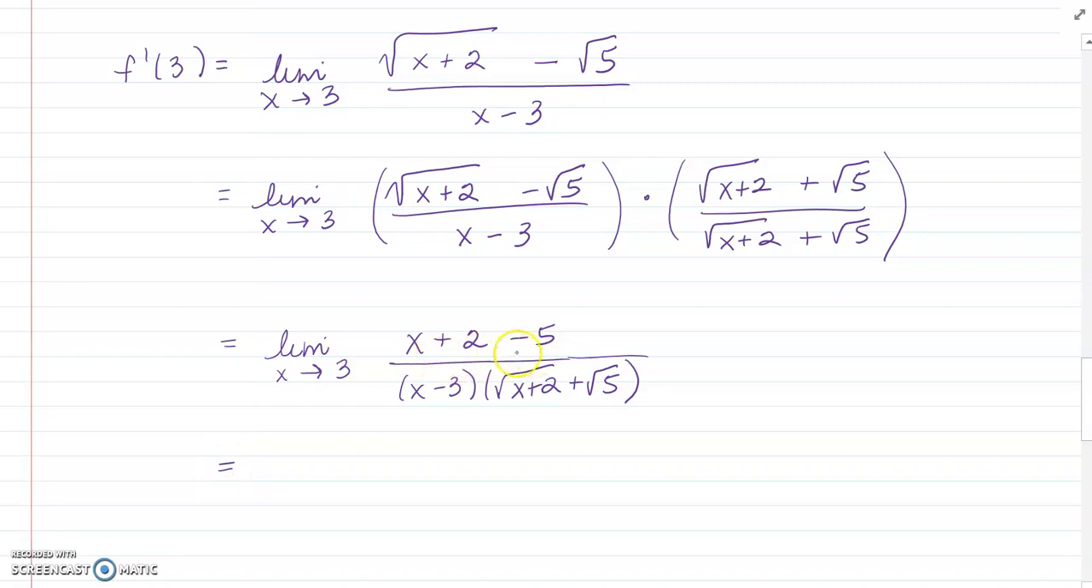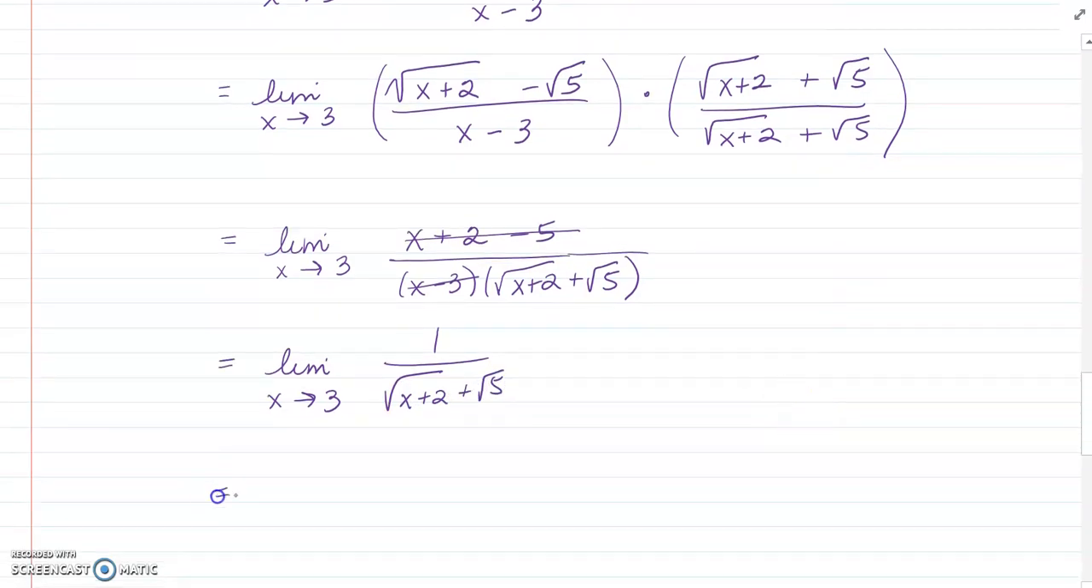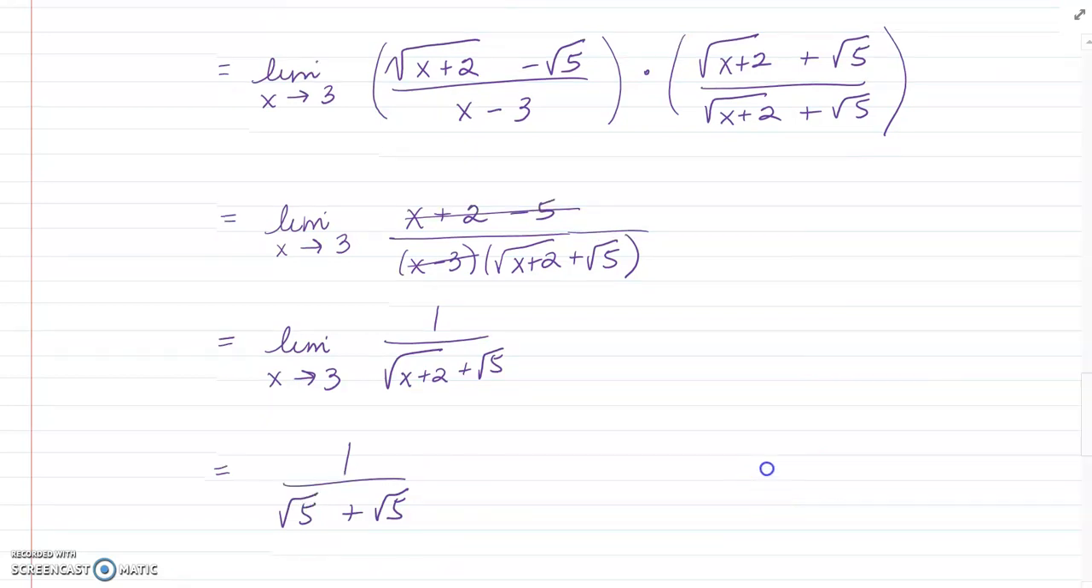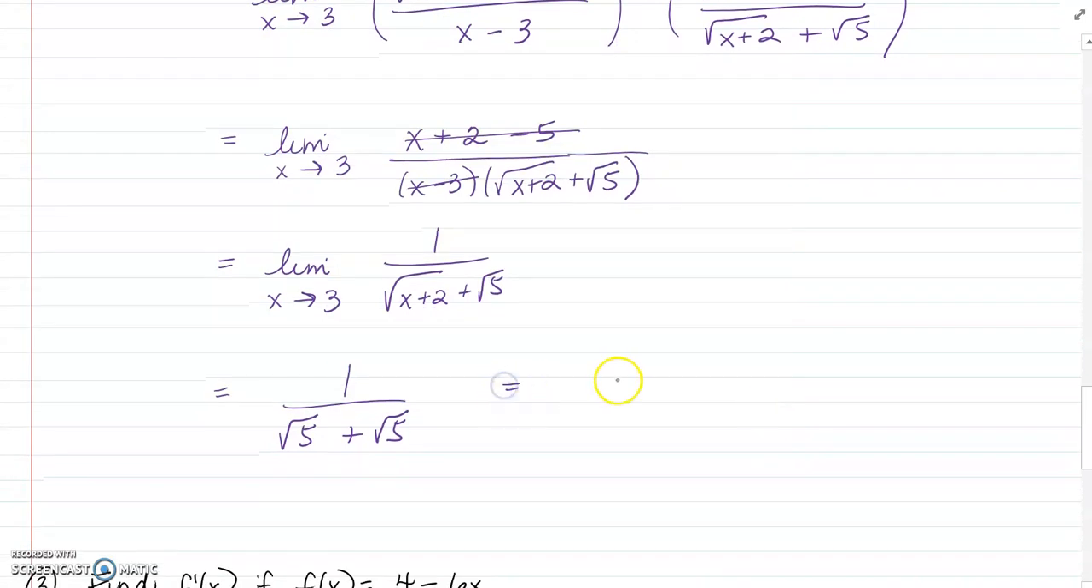So if you notice, your numerator is x minus 3, and so it will cancel out with this denominator. And now the limit can be found by just substituting in 3. So we'll have 1 over root 5 plus root 5. And because this is the AP course and the AP test doesn't mind if you leave things unsimplified, this is a fine answer. They do want you to be able to recognize other answers that are possible. So like 2 root 5 would be an answer, or root 5 over 10 would be equivalent answers.